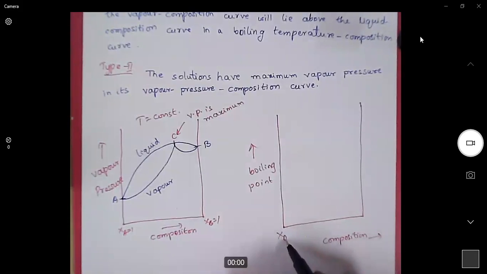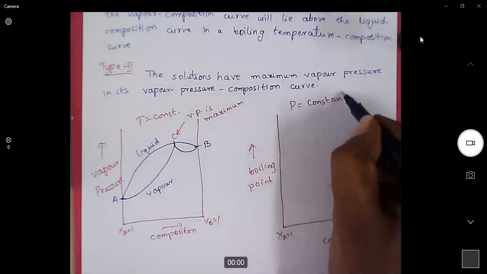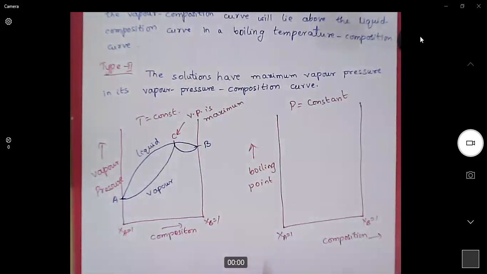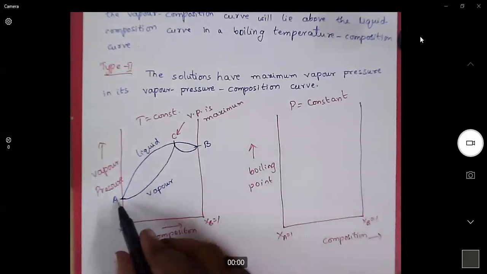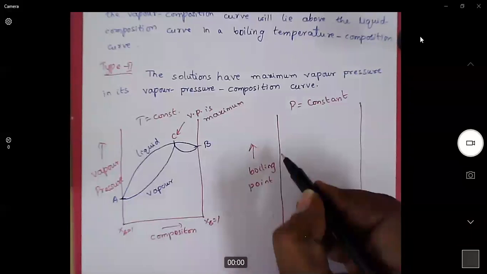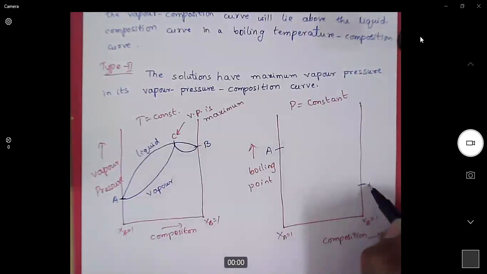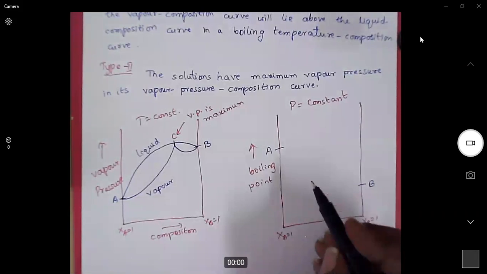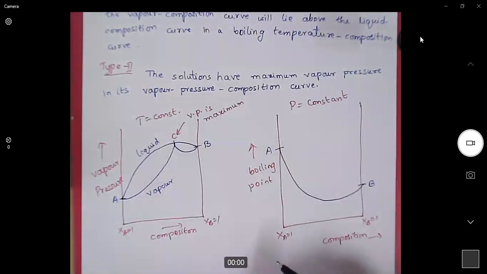Here we have pure A, this side we represent pure B. And another point is here P is constant. Please write this for the previous graph also. In a boiling point composition curve, pressure is constant. Now, since A is having low vapor pressure, its boiling point is very high. Since B is having high vapor pressure, its boiling point is low. Now, the boiling point composition curve will be represented in a reverse fashion.